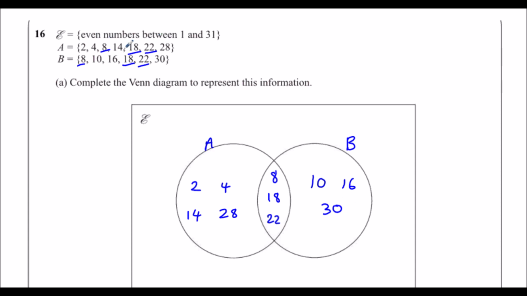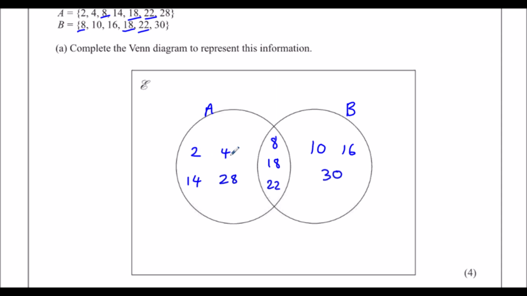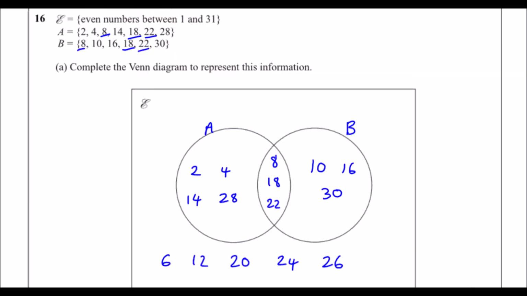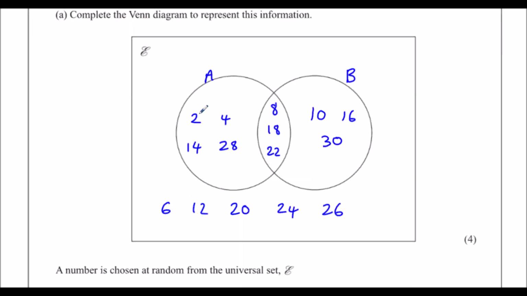So all of the numbers have to be the even numbers between 1 and 31. So what's missing? Because they will go on the outside. So we've got 2, 4. We don't have 6. We've got 8, 10. We need 12. 14, 16, 18. We need 20. 22 we've got. 24 we need. And 26 we need. So we should have, even numbers between 1 and 31, we should have 15 numbers. So 1, 2, 3, 4, 5, 6, 7, 8, 9, 10, 11, 12, 13, 14, 15.